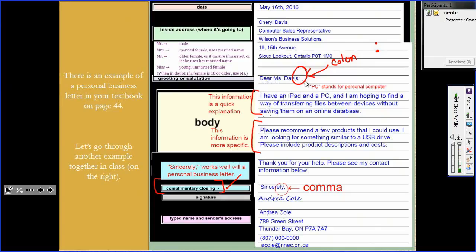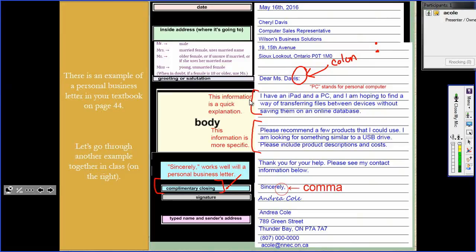So I say, Dear Ms. Davis, a greeting. I have an iPad and a PC, and I am hoping to find a way of transferring files between devices without saving them on an online database. Please recommend a few products that I could use. I am looking for something similar to a USB drive. Please include product descriptions and costs. Thank you for your help. Please see my contact information below.